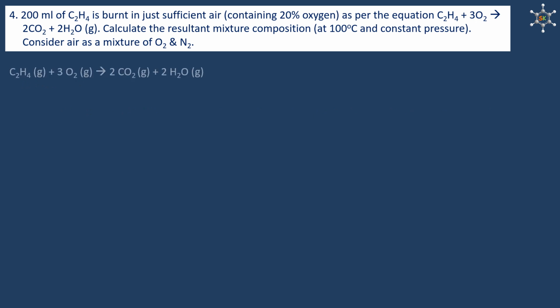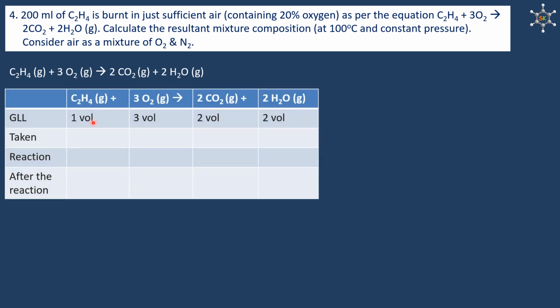Reaction is given, that is C2H4 reacting with 3 molecules of oxygen giving 2 molecules of carbon dioxide and 2 molecules of water. If we apply Gay-Lussac's law, then 1 volume of C2H4 reacts with 3 volumes of oxygen giving 2 volumes of carbon dioxide and 2 volumes of water vapor. Amount of C2H4 taken is 200 ml. Amount of oxygen required for the reaction has to be calculated.